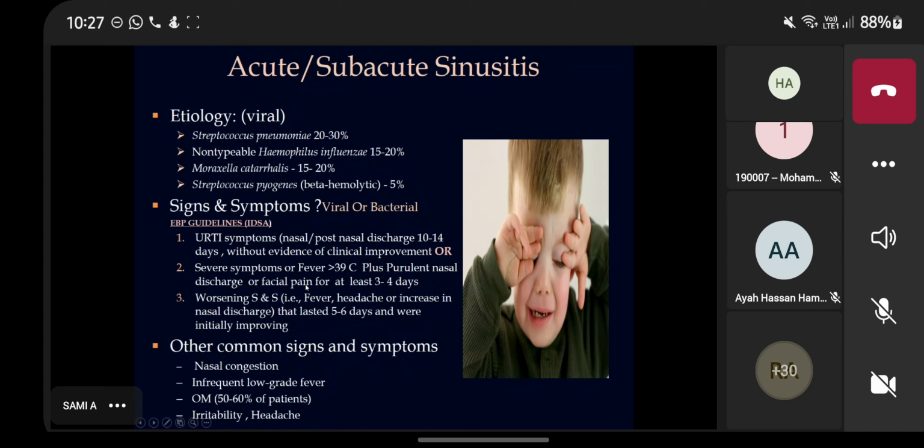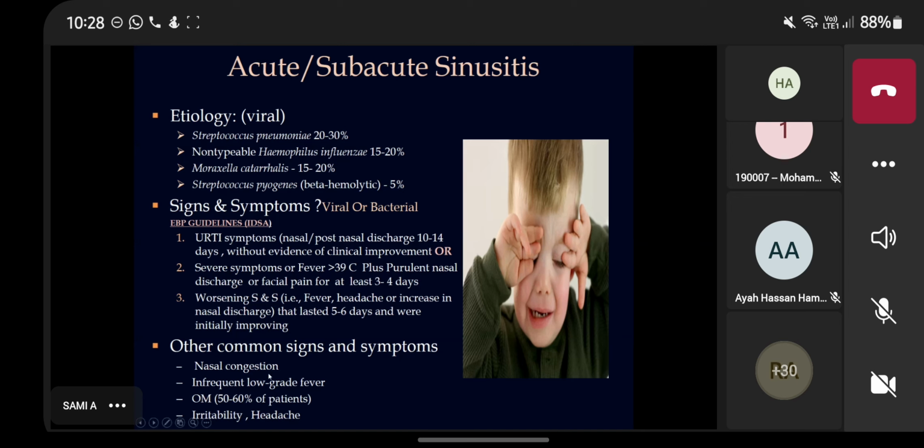And in older children, when you tap the sinus, you have a local pain. Some children may have a few days of cold, and suddenly the symptoms change with increased fevers and headache, which last for 5 to 6 days. So you have three scenarios to help you to differentiate whether this is bacterial or viral.